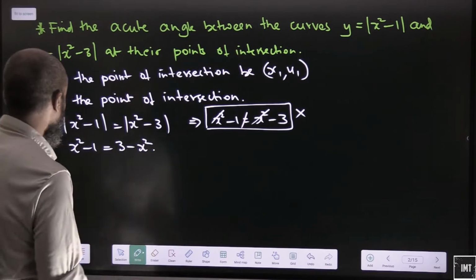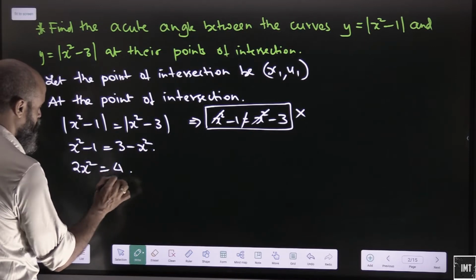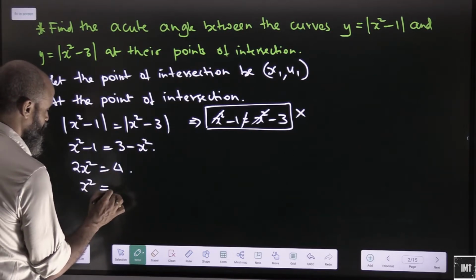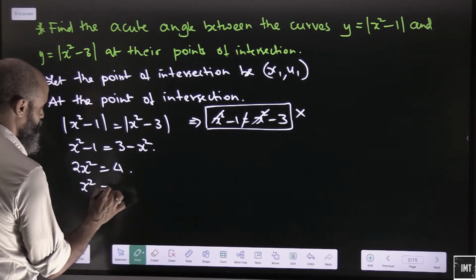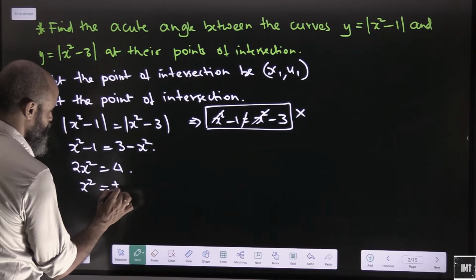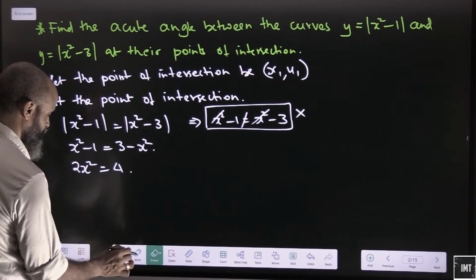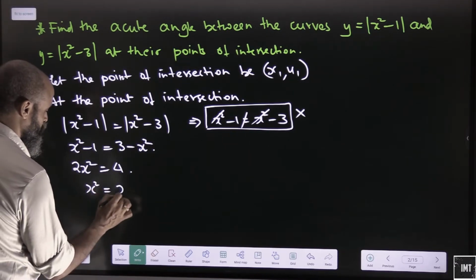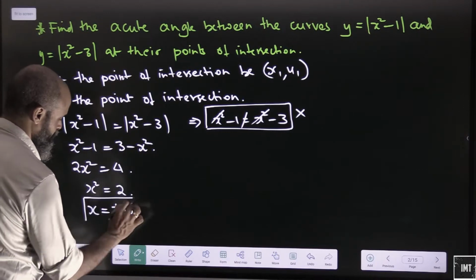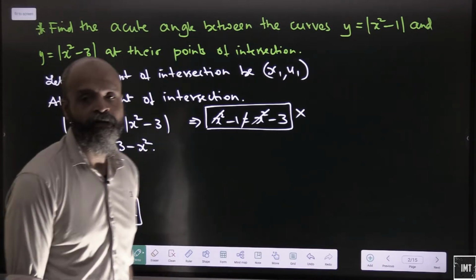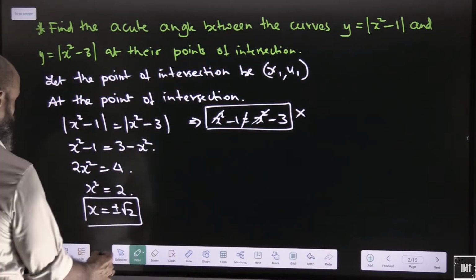Okay, now if I happen to do this, then this will be 2x square equals 3 plus 1, that is 4. So x square will be equal to 2. That would mean x is equal to plus minus under root 2. That is going to be the value. Now how to find out what will be the points of intersection?